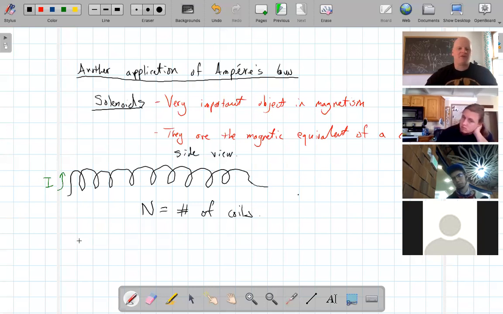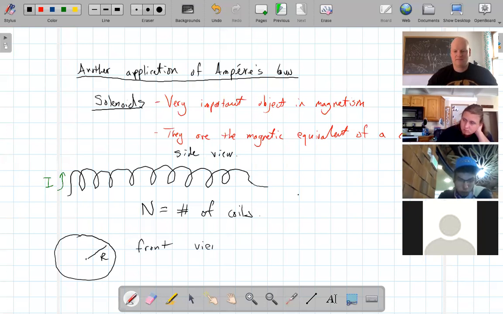If I looked at it from a front view, this thing would basically just be a circle of some radius capital R. So this is our front view. And let's say, just for funsies, that my current is going in this direction, so it's going in a counterclockwise direction.